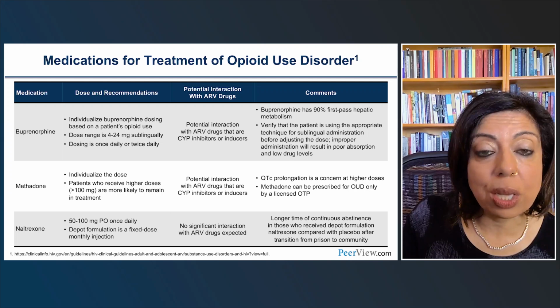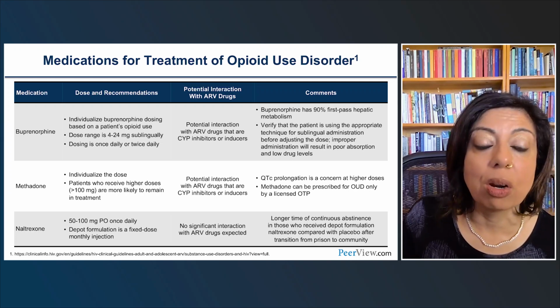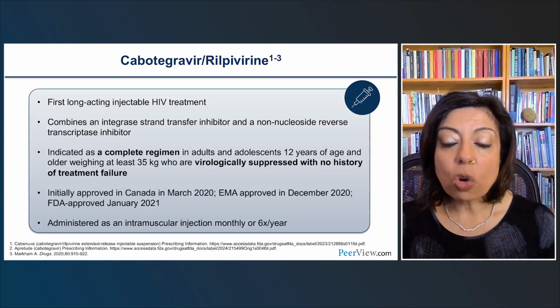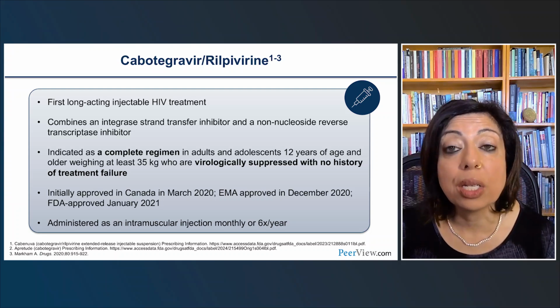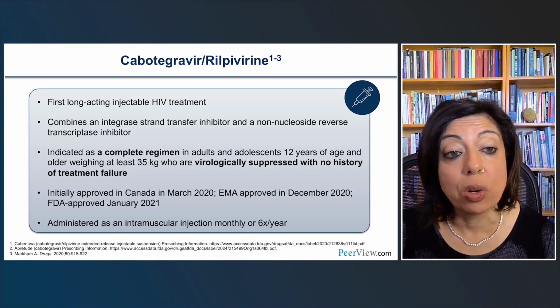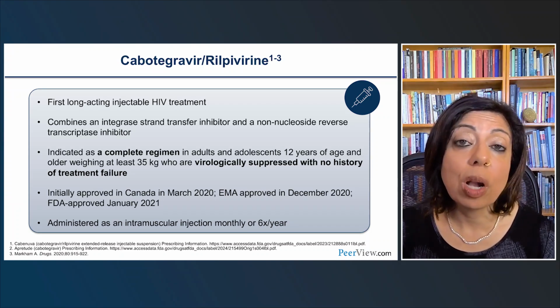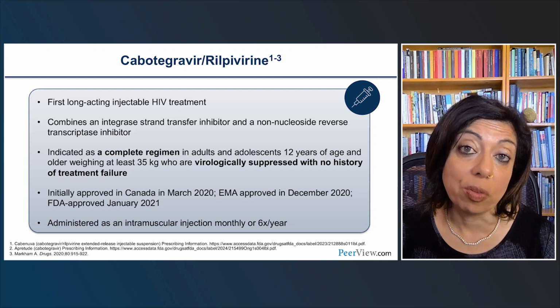So these are just steps to be aware of as we're designing our antiretroviral regimen. So let's go on to the use of long-acting antiretroviral regimens in those with adherence challenges. The only one that's available in combination treatment is cabotegravir and rilpivirine.